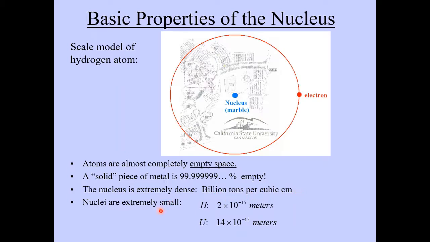And obviously nuclei are very small. Even the largest nucleus, one of the largest, is uranium. It's only about 14 femtometers in diameter. This is 10 to the minus 15 meters. As I mentioned before, the actual nucleus here is anywhere from 30,000 to 50,000 times smaller than the entire atom in terms of its diameter.